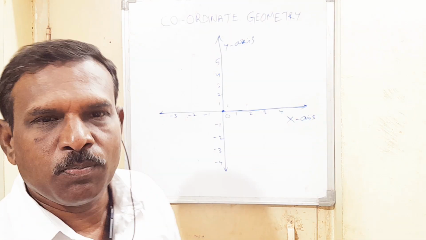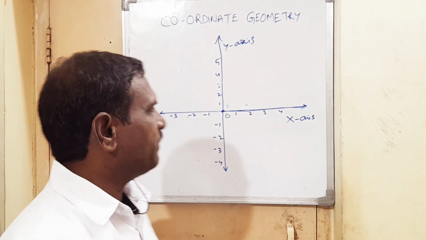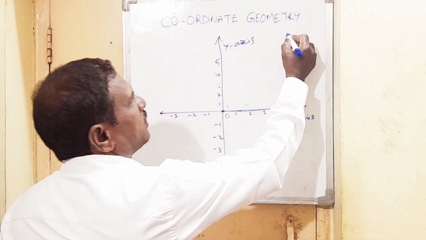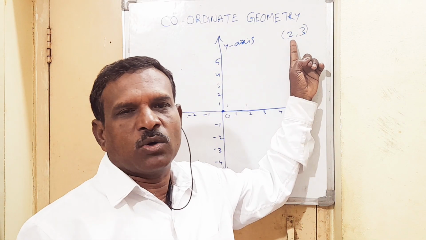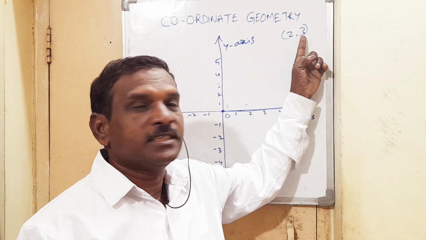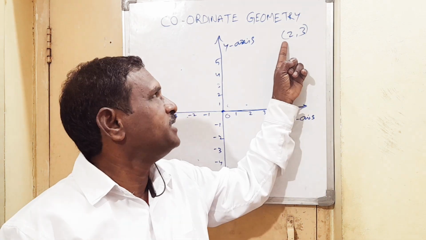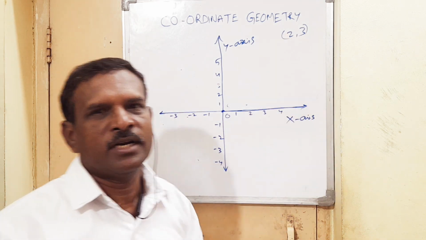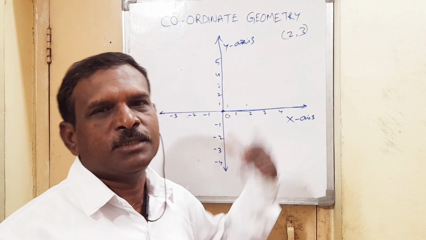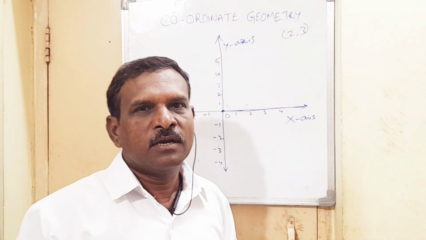Let us see how to plot a given ordered pair. Suppose I have (2, 3). This is an ordered pair in which the x coordinate is 2 and the y coordinate is 3. Here 2 is called abscissa and 3 is called ordinate. So these names are very important. Now let us see how to plot this point in the graph. This is very important, plotting the point.